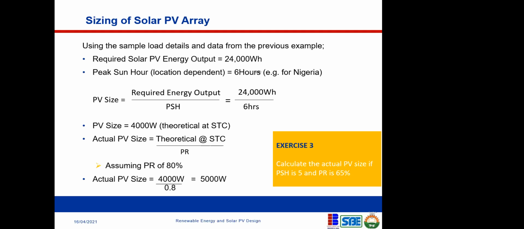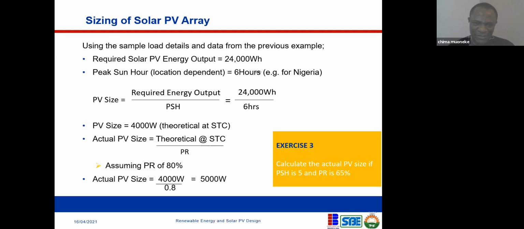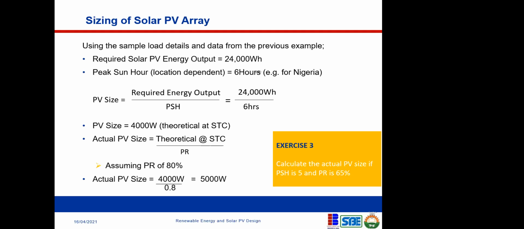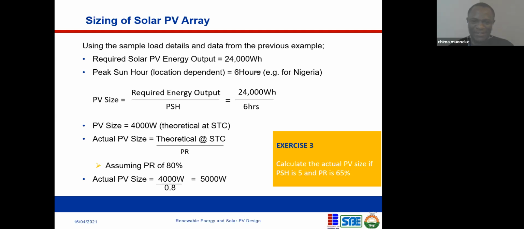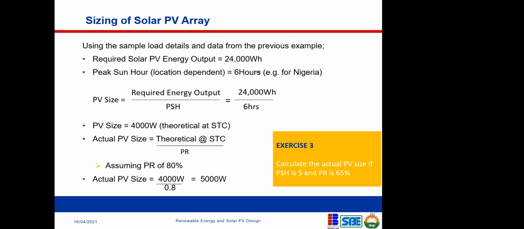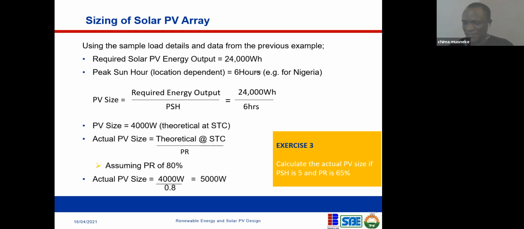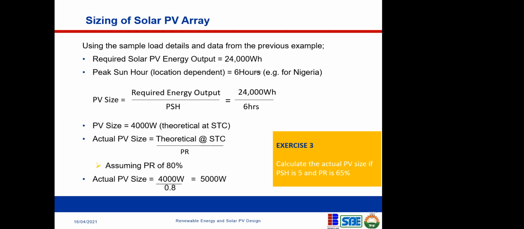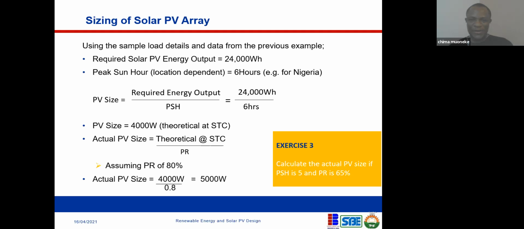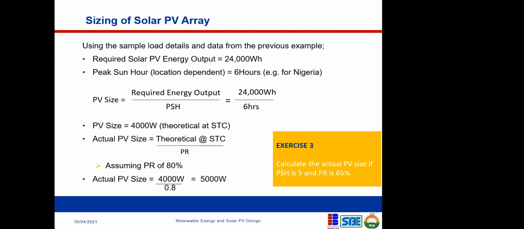No, 7,384. It's a comma, not a point, sorry. Is it? Okay, we have to be careful with that. I actually got 7,384.6. Okay. I also got 7,384.6 watts. Okay. So we are all correct.